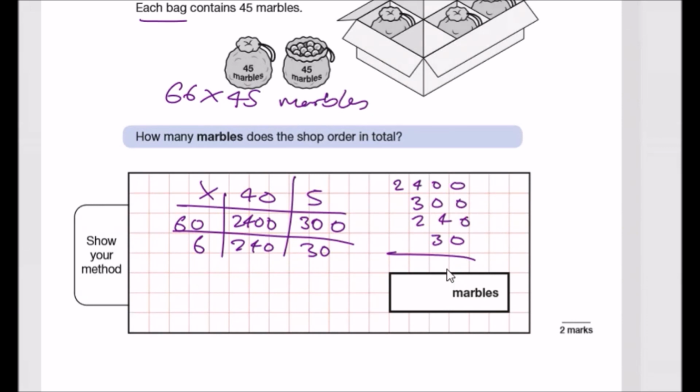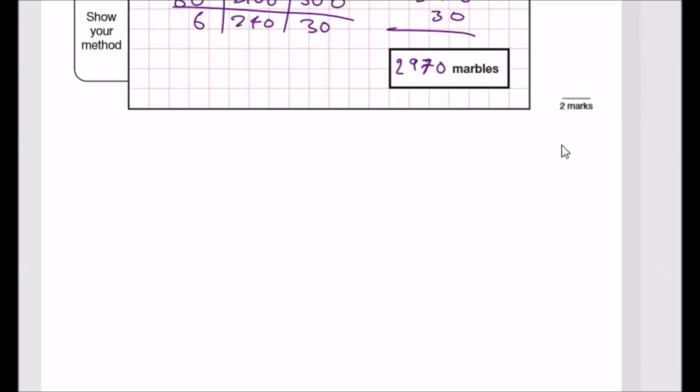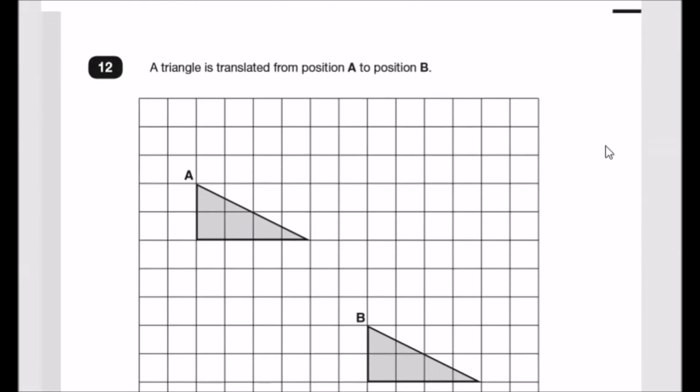So you got nothing over here. Add all these digits: 0, 0, 4 and 3 get 7. 4, 3, 2, so 4 plus 3 is 7, plus 2 is 9, and 2. So the answer should be 2,970 marbles. Yep, easy enough. Let's move on. Question 12.